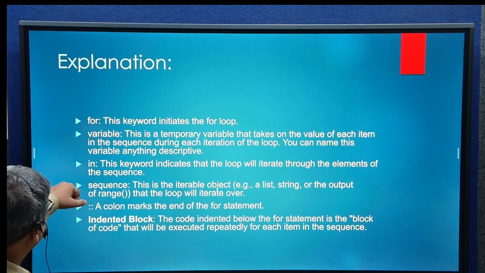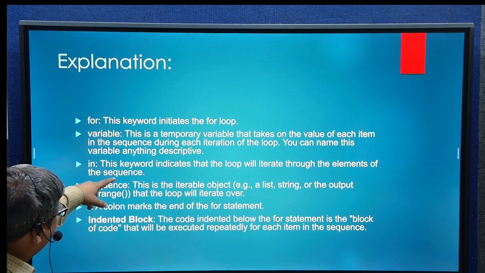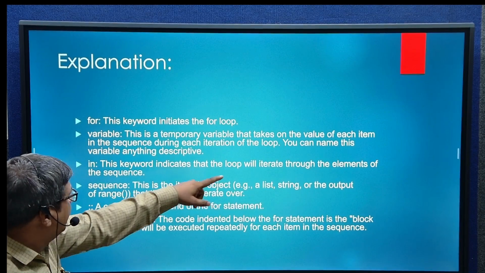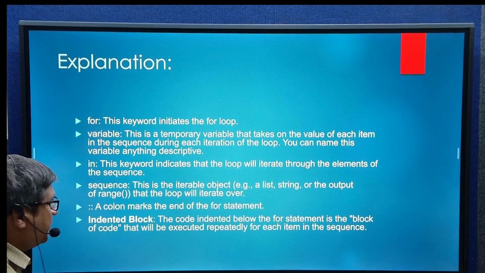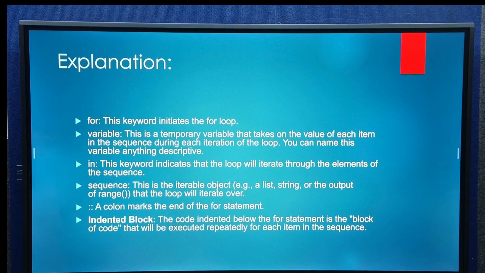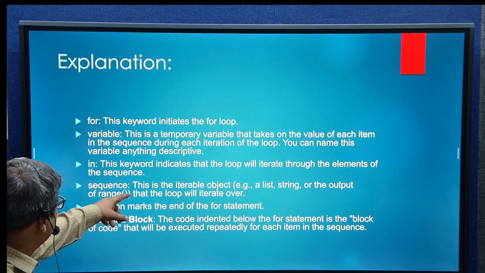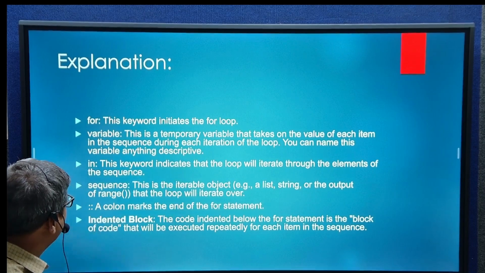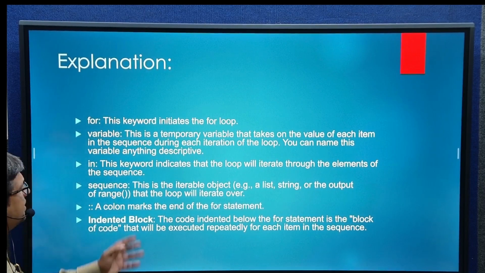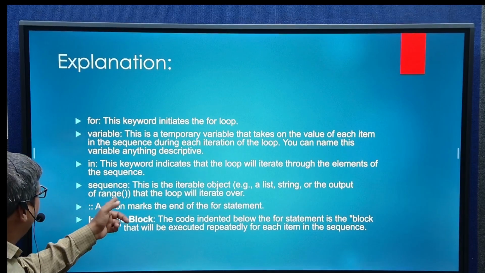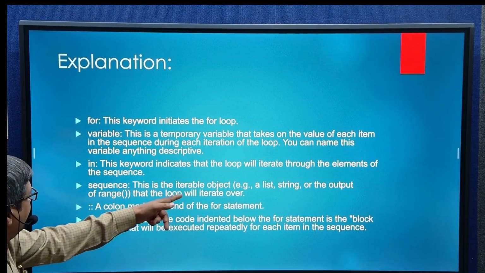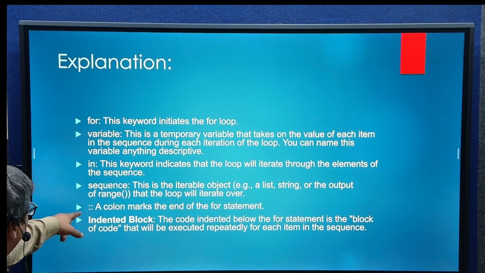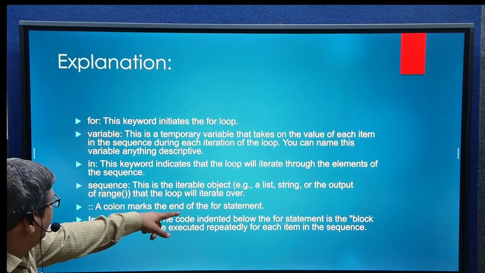Next, the in keyword indicates that the loop will iterate through the elements of the sequence. So this is also a keyword used in Python. After that, the sequence, which is an iterable object. In Python we have a number of iterable objects like list, string, and the output of range that the loop will iterate over. Last is the colon. A colon marks the end of the statement.